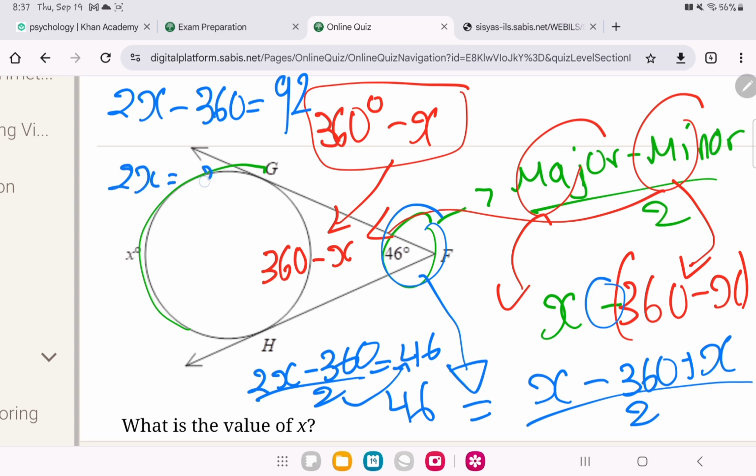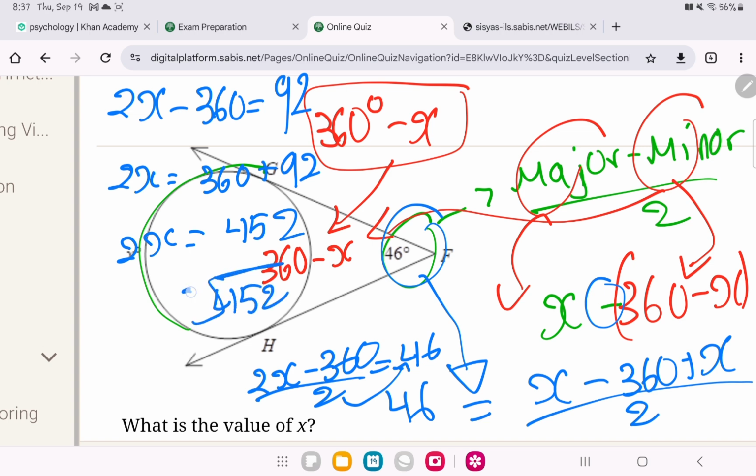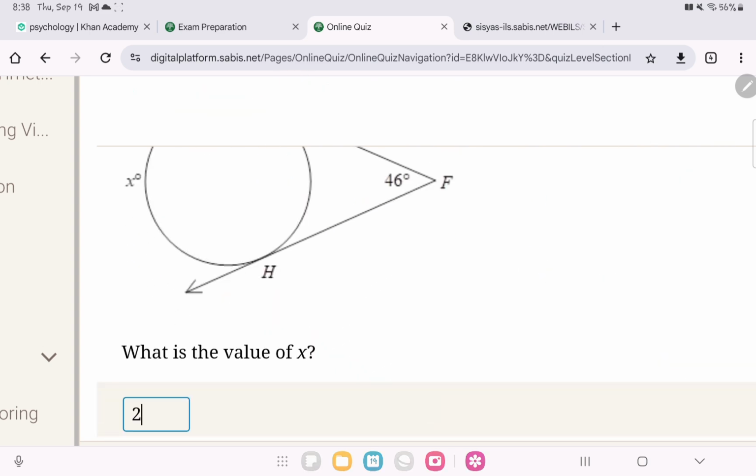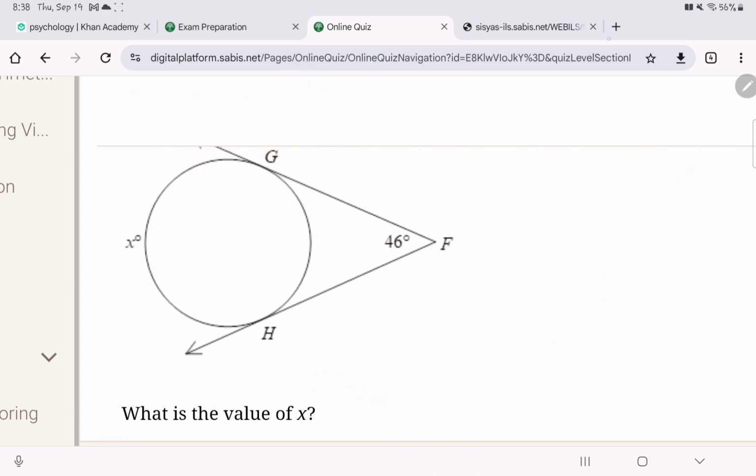2x is equal to 360 plus 92. 2x is equal to 452. 452 divided by 2, we're going to get 226.